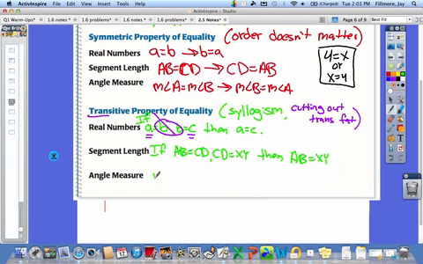Same thing with angles. If the measure of angle A equals the measure of angle B, and the measure of angle B equals the measure of angle C, then cutting out the middle, the measure of angle A is equal to, you guessed it, the measure of angle C. So that's our transitive property. They all work with numbers, segments, segment lengths, and angle measures. And we'll use them mainly with segment lengths and angle measures in geometry.